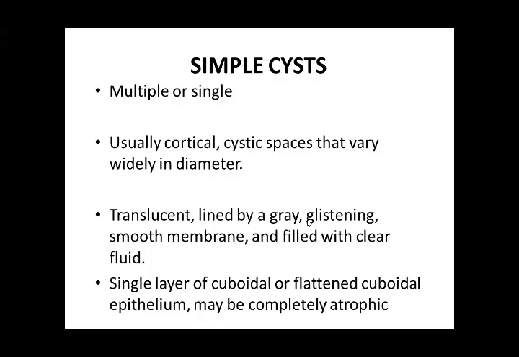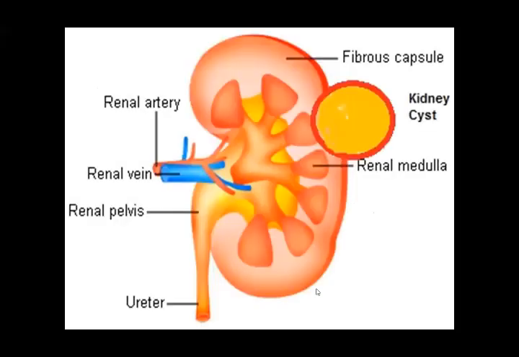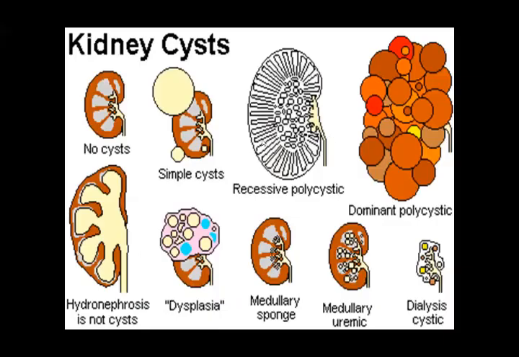Translucent, lined by gray glistening smooth membrane, and filled with clear fluid. A single layer of cuboidal or flattened epithelium may be present, or they may be completely atrophic, like flattened epithelium. This is just a simple cyst, one single cyst, which is large, and it lies near the cortical surface. So we come to the end of renal cyst.